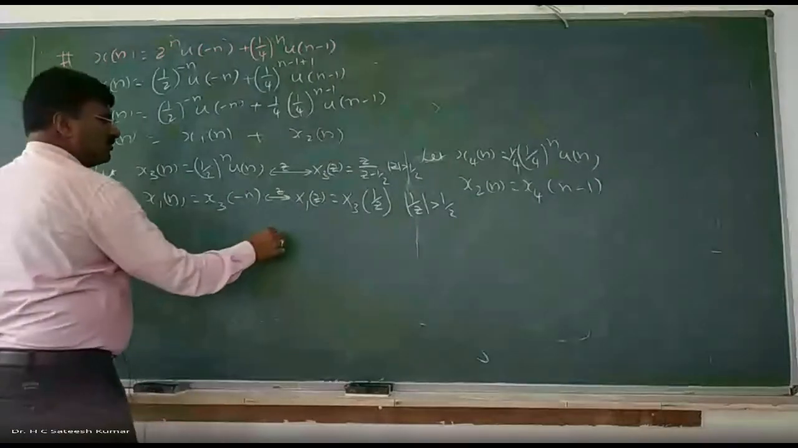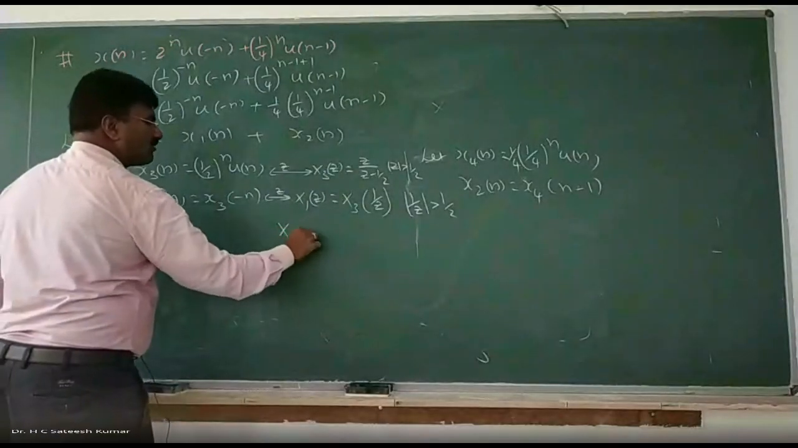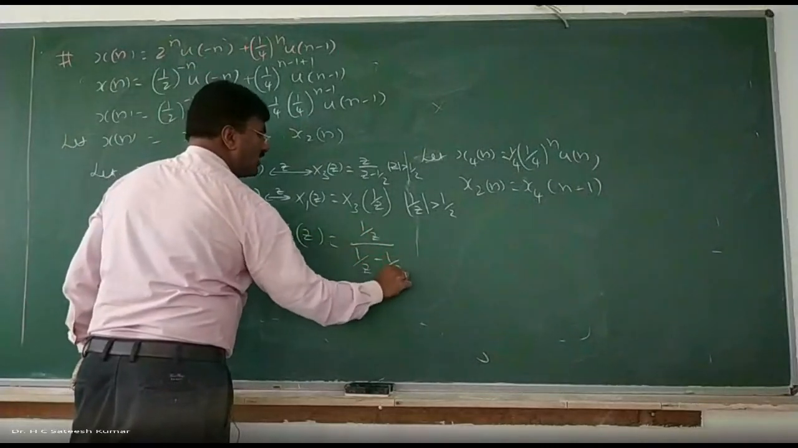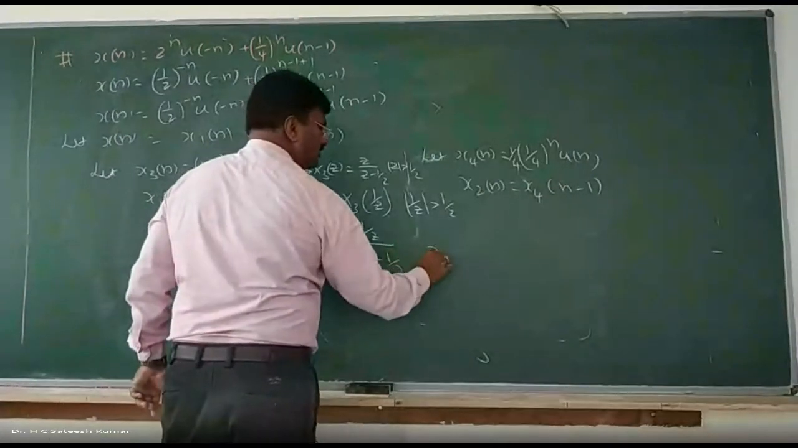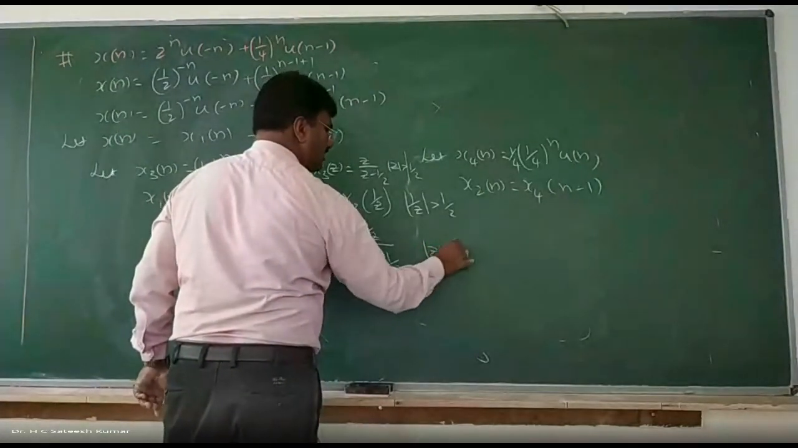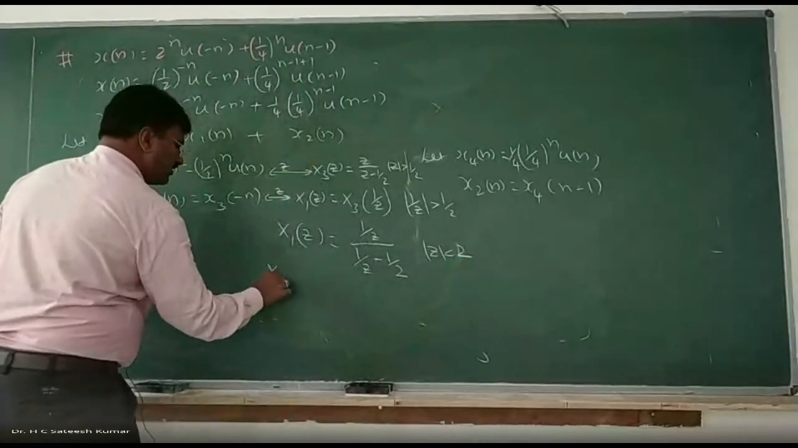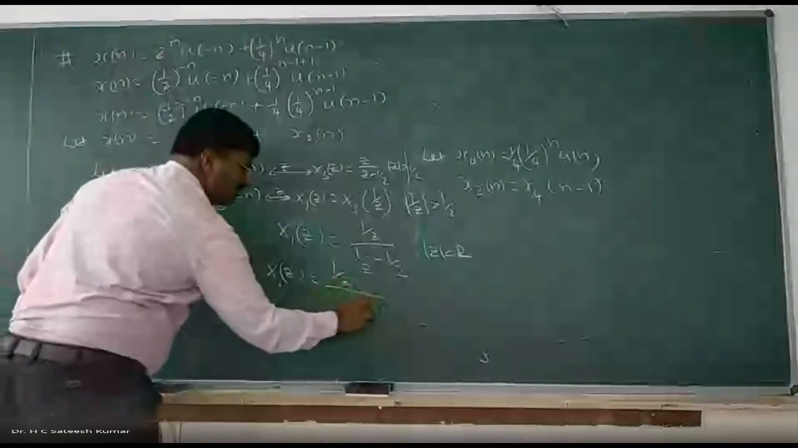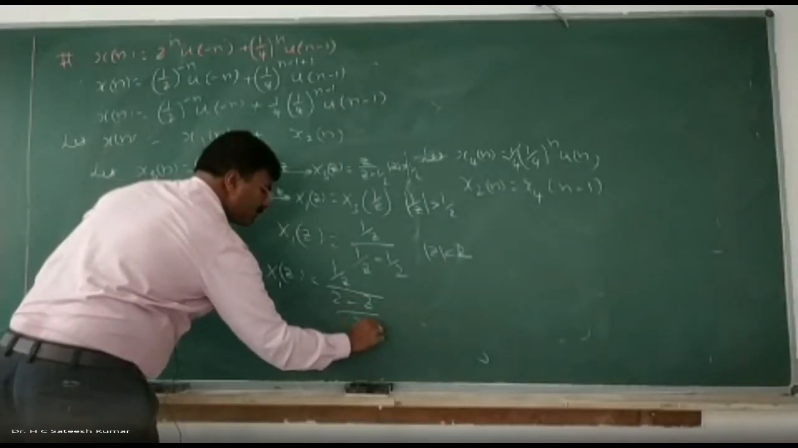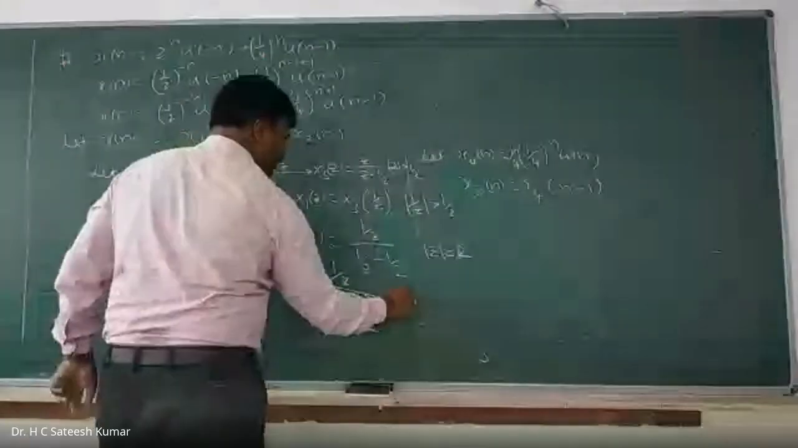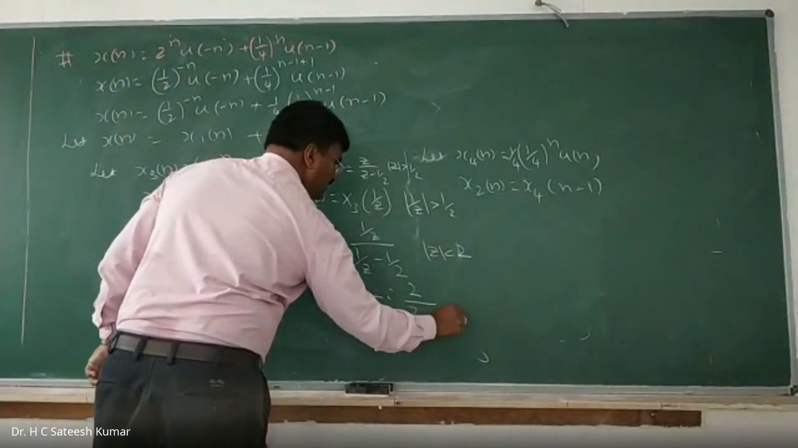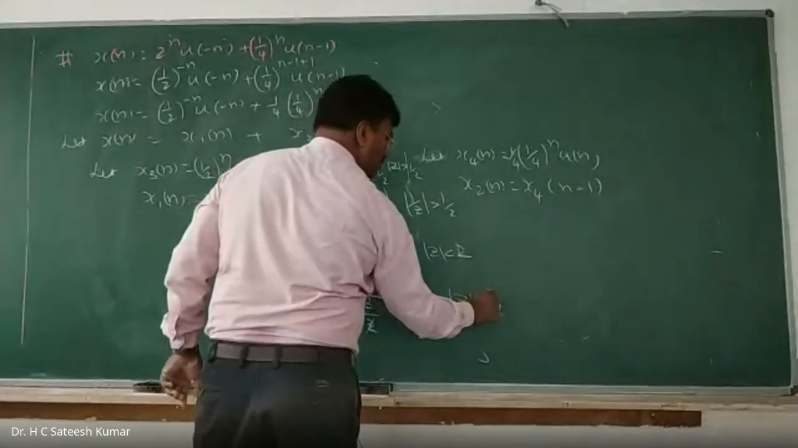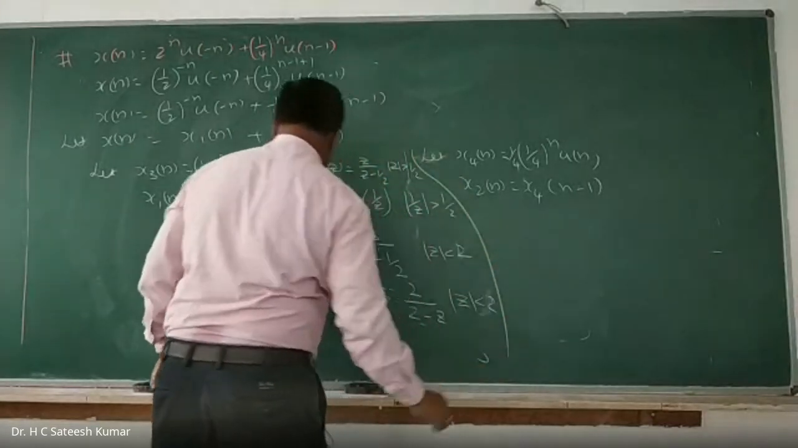So what do you do? X1 of z is equal to 1 by z divided by 1 by z minus 1 by 2. Take the reciprocal on both sides: z is less than 2. Now simplify that: 1 by z divided by, taking the LCM, 2 minus z divided by 2z. The z gets cancelled. What will you get? 2 divided by 2 minus z with ROC mod z less than 2. This is the z transformation of x1, the first part.